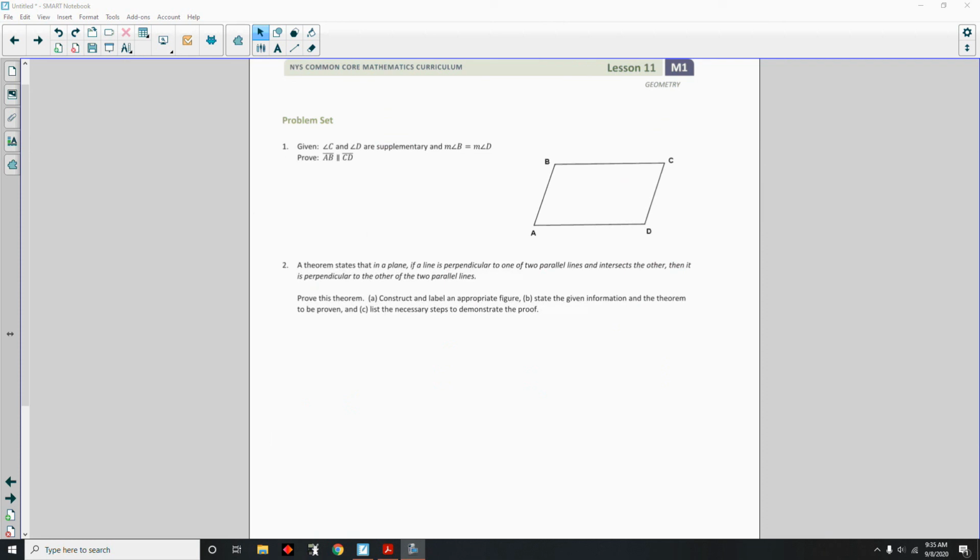Okay, page 5 brings us to the end of lesson 11. Go to your problem set.